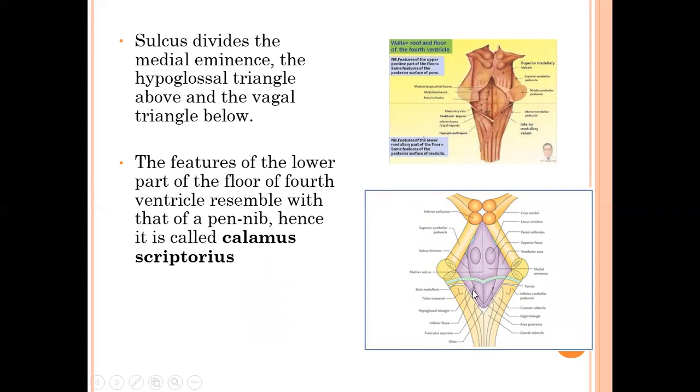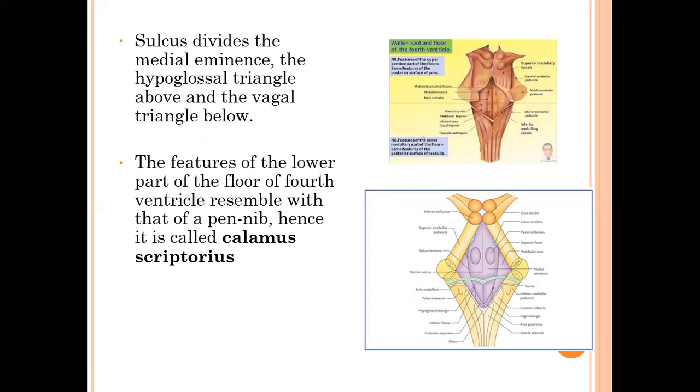So we can see here two triangles. One is the hypoglossal triangle and the other is the vagal triangle. So the sulcus divides the medial eminence in the medullary part of the floor into two triangles. One is the hypoglossal triangle above and the vagal triangle below. So that you must remember in the posterior surface of the medulla oblongata.